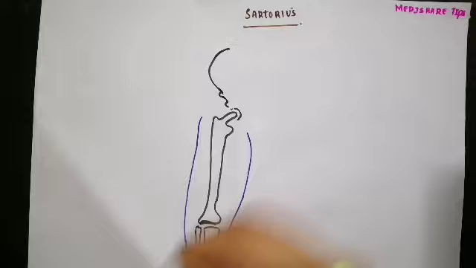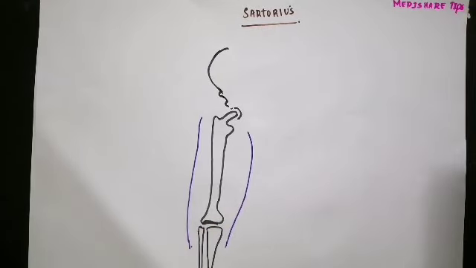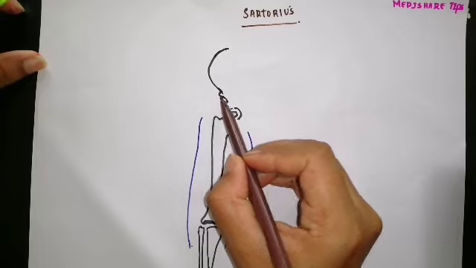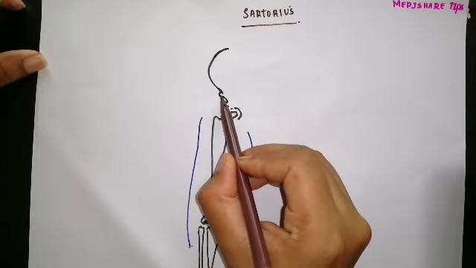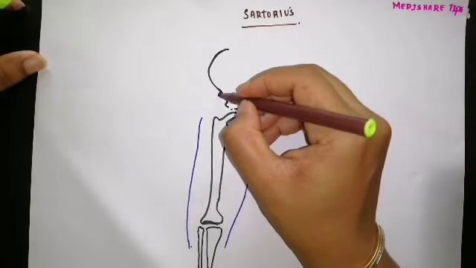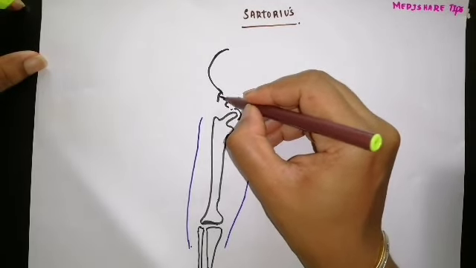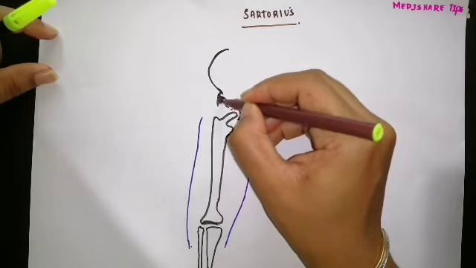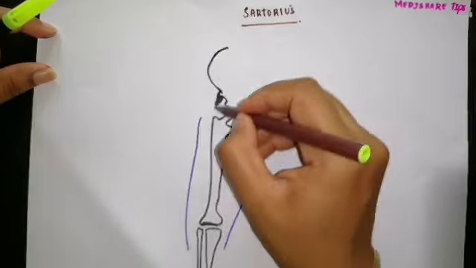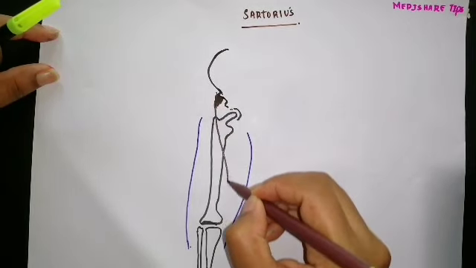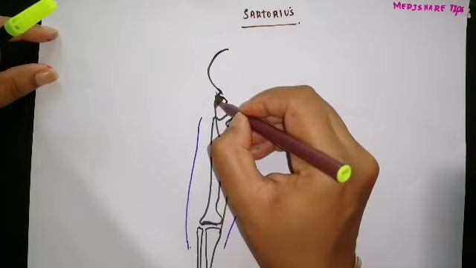So how is the sartorius muscle originating? We'll discuss the origin and insertion. The origin of this muscle is from the anterior superior iliac spine and the upper half of the notch below the anterior superior iliac spine. This is the origin of this muscle. And the muscle passes like this and gets inserted here.